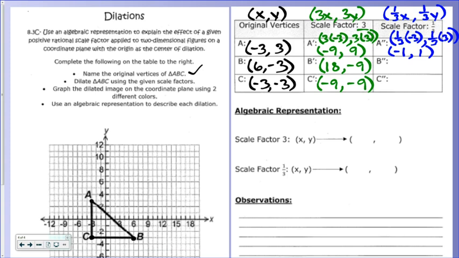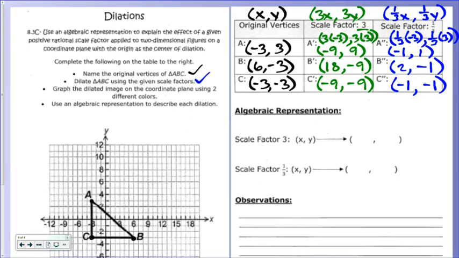For B, you're going to plug in 1/3 times 6, which is 2, and 1/3 times -3 is -1. For C, plug in -3. 1/3 times -3 is -1, and 1/3 times -3 is -1. Okay, now all we need to do, that was dilating our ordered pairs.